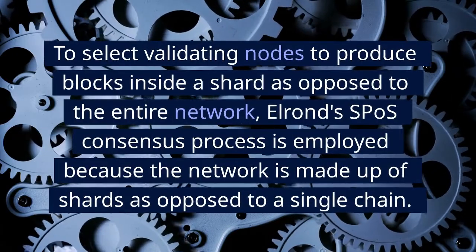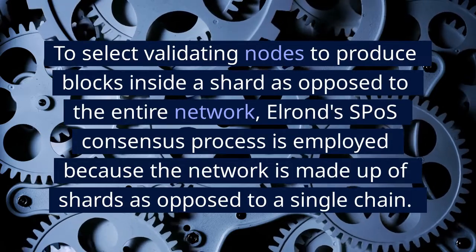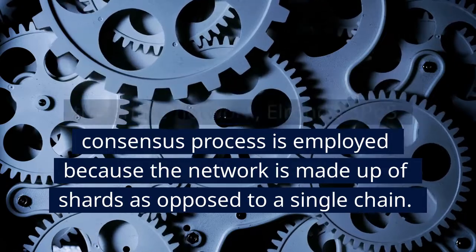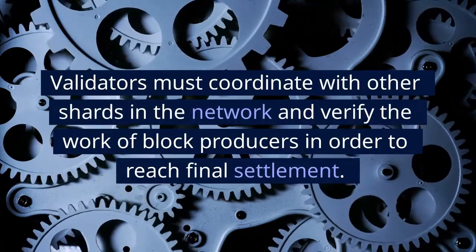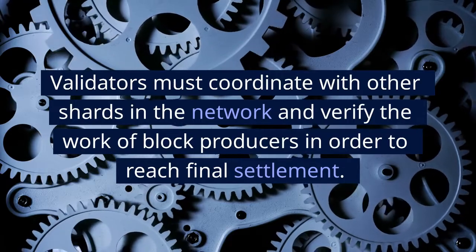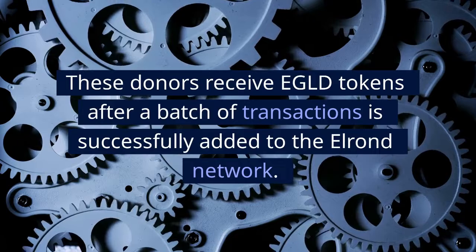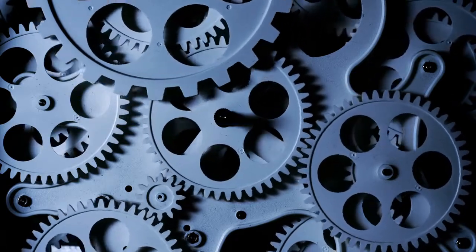To select validating nodes to produce blocks inside a shard as opposed to the entire network, Elrond's SPOS consensus process is employed because the network is made up of shards as opposed to a single chain. Validators must coordinate with other shards in the network and verify the work of block producers in order to reach final settlement. These donors receive EGLD tokens after a batch of transactions is successfully added to the Elrond network.